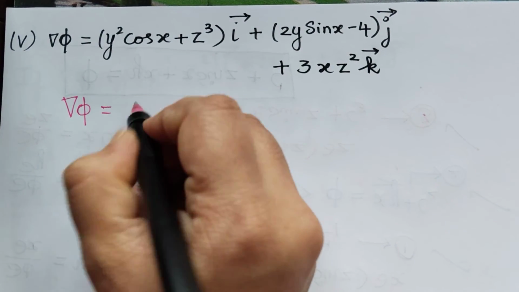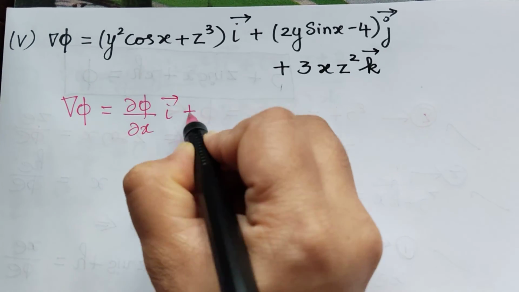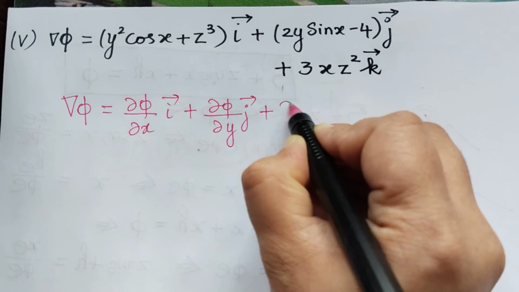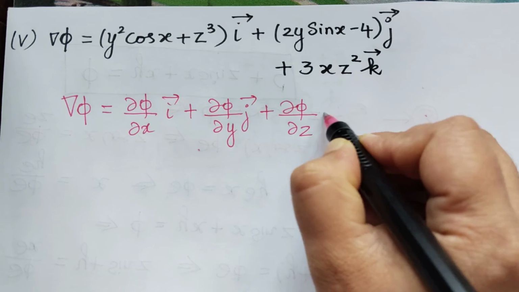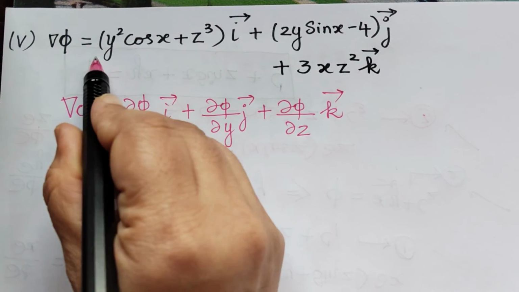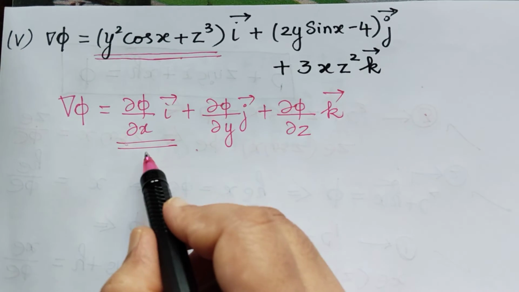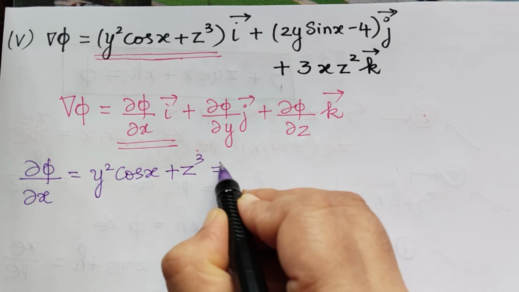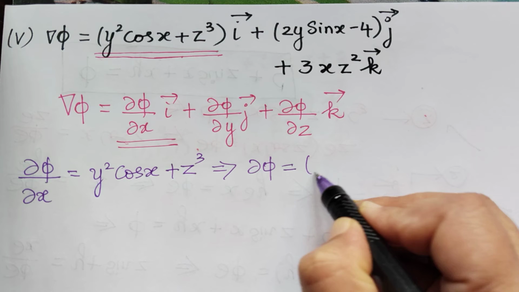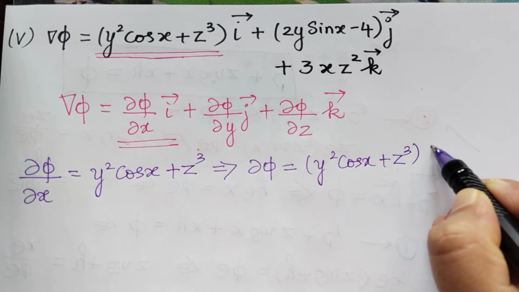So nabla phi we have to compare with ∂φ/∂x i vector plus ∂φ/∂y j vector plus ∂φ/∂z k vector. So on comparing, we see that ∂φ/∂x is equal to y² cos x plus z³. So let us write that first. So from this we get ∂φ will be equal to (y² cos x plus z³) ∂x.